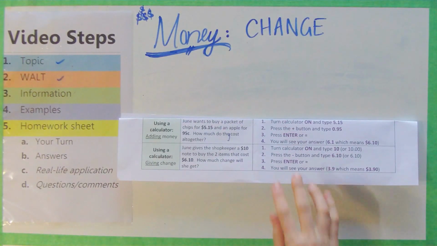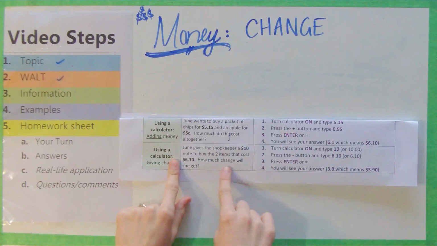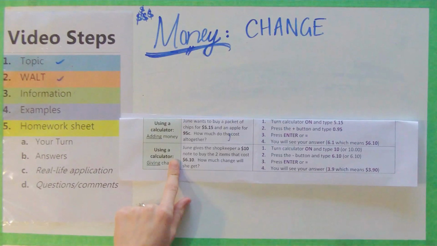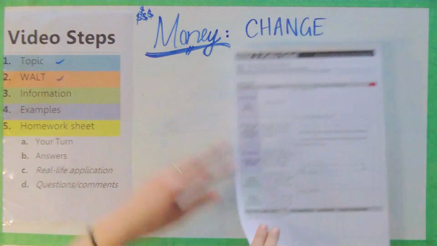Alrighty, the next one. June gives the shopkeeper a $10 note to buy the 2 items that cost $6.10. How much change will she get? I'm not going to go through this one. I want you to have a look. If you'd like to stop the video now and read through those steps. Alright, so these are your questions to do for homework.